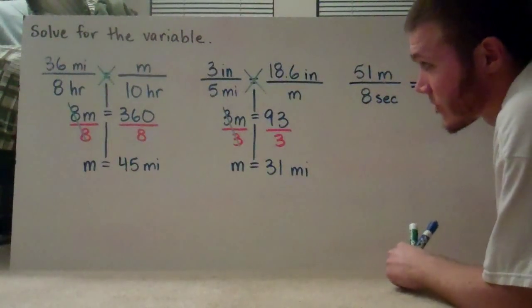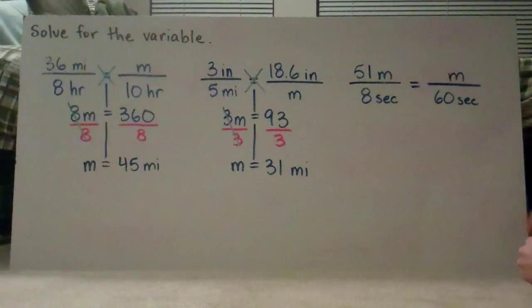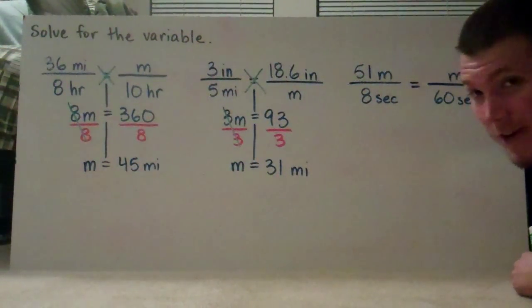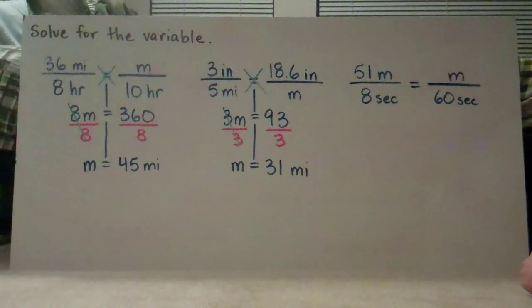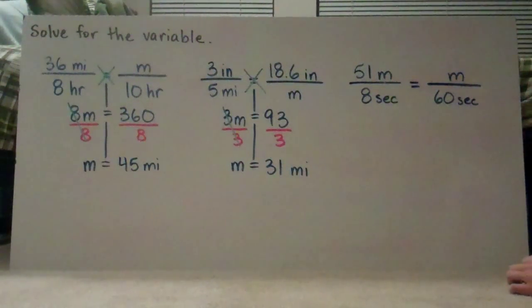Alright, now this last one. Using these two examples to help you through it, I want you to solve for m. Alright, this is nice. Our variable is staying the same, m. So try and figure out what m is. Go ahead, pause the video and solve it.